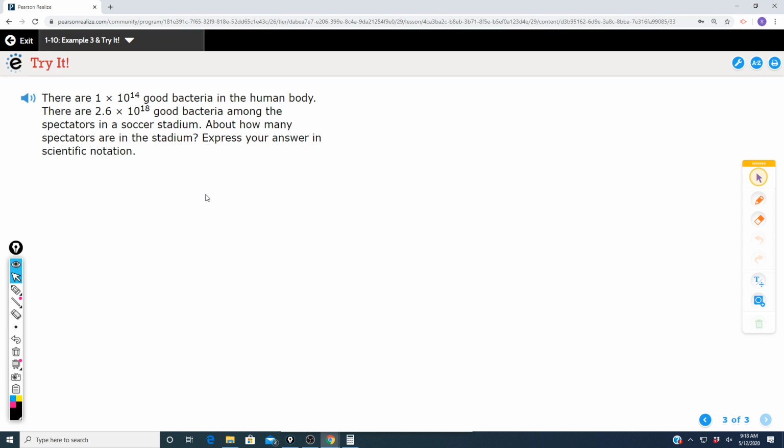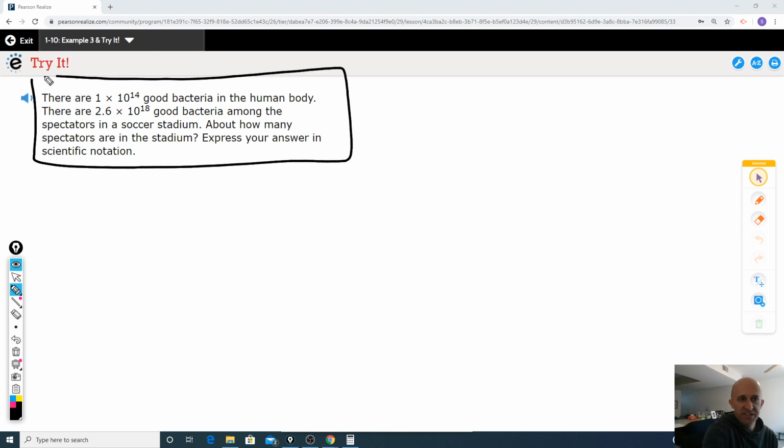So there are 1 times 10 to the 14th good bacteria in the human body. Why they make this explanation for this question, I guess maybe just to make people laugh. I have no clue. But it says there are 1 times 10 to the 14th good bacteria in the human body. There are 2.6 times 10 to the 18th good bacteria among the spectators in a soccer stadium. Don't know how that happens, but about how many spectators are in the stadium?